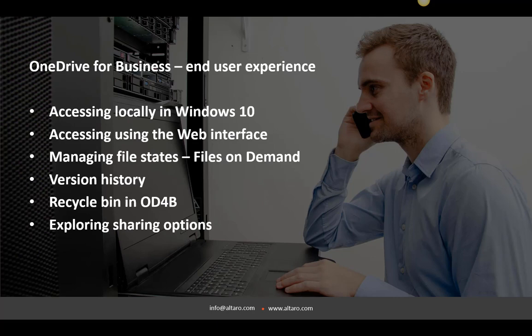In this first part, we're going to look at OneDrive for Business from an end user point of view in Windows 10, using the web interface, how to manage the different file states, files on demand, files being stored only in the cloud, files being stored locally, how you can look at version history for a file, how the recycle bin in OneDrive for Business works, and how you can share documents with people inside and outside your organization.